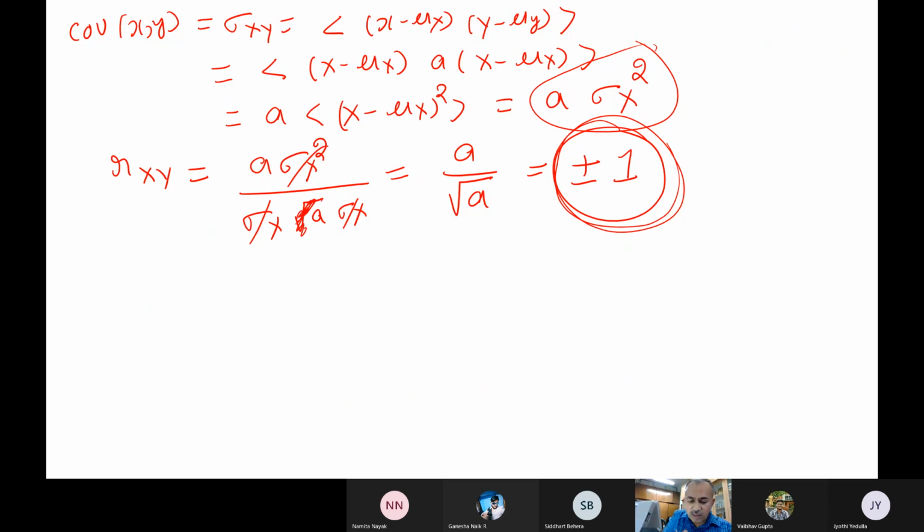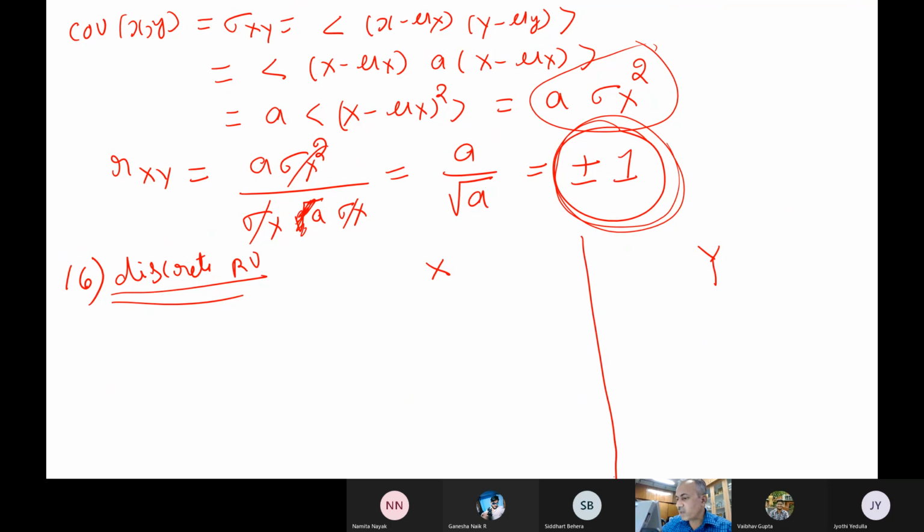Now let us see one simple example of how to compute these numbers in practice. Let us take discrete random variables. I have two random variables, very simple: one random variable is x, and the other is y. These are Bernoulli random variables. Bernoulli means how many outcomes? Two outcomes will be there.